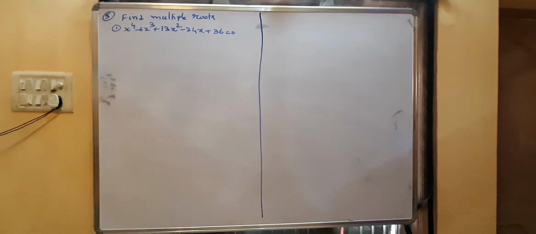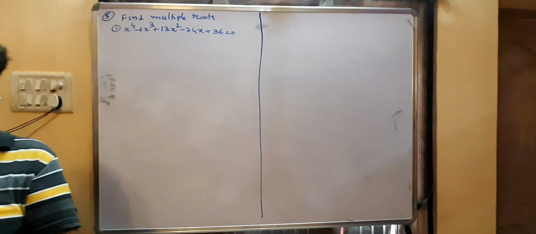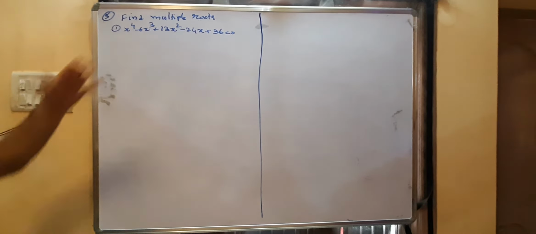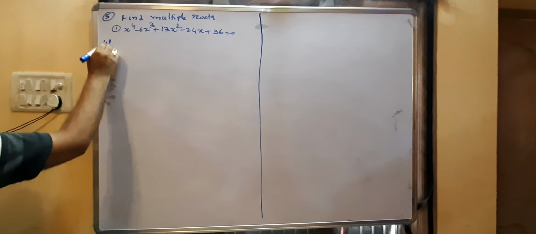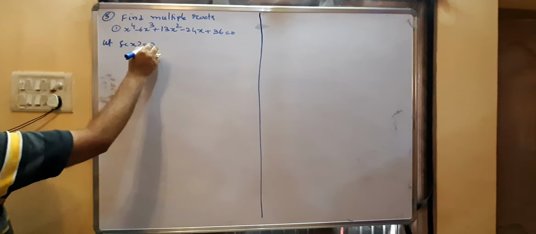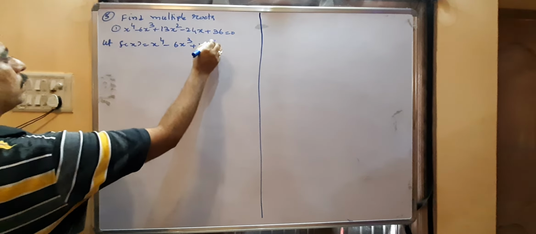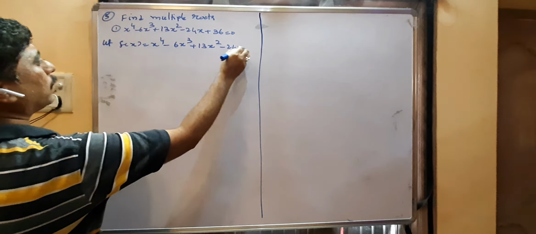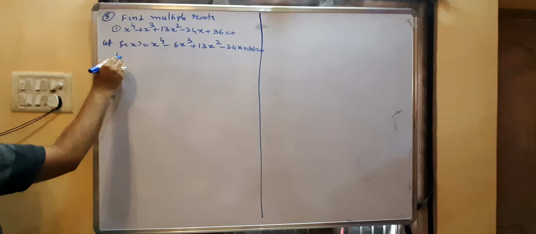Now coming to the continuation, LAQ problems, multiple roots. Up to third degree equation is an SAQ problem. Now coming to LAQs, you have to find the multiple root. The given equation is of fourth degree, so take f of x. Let f of x equal to x power 4 minus 6x cube plus 13x square minus 24x plus 36. F dash x you have to find.